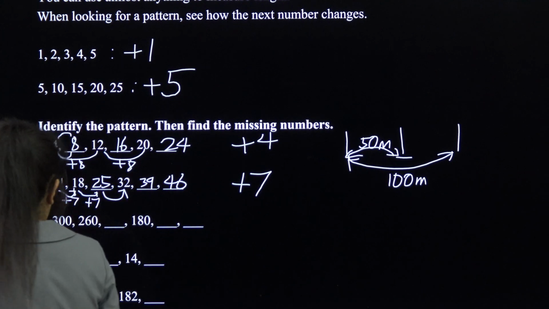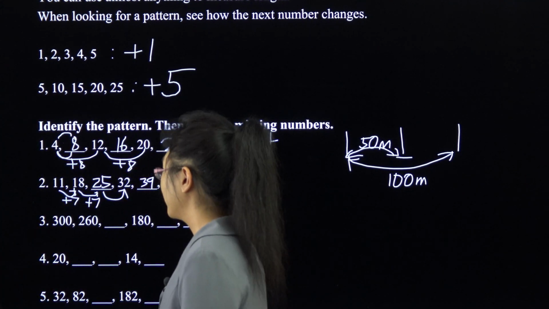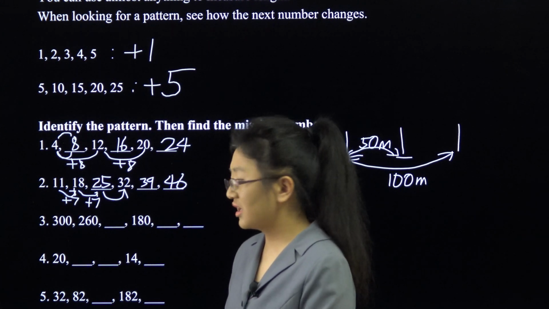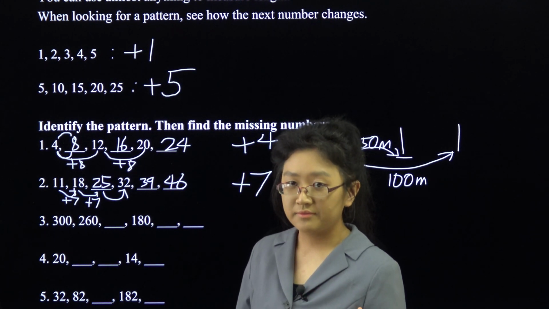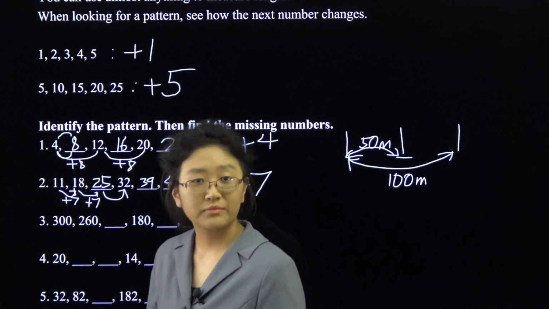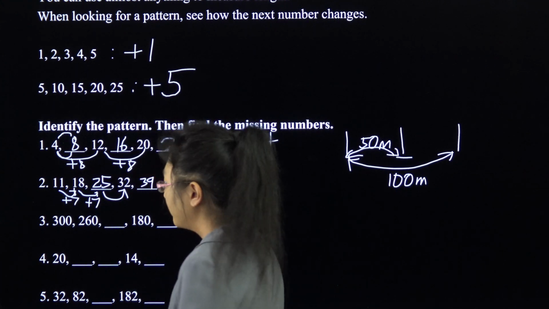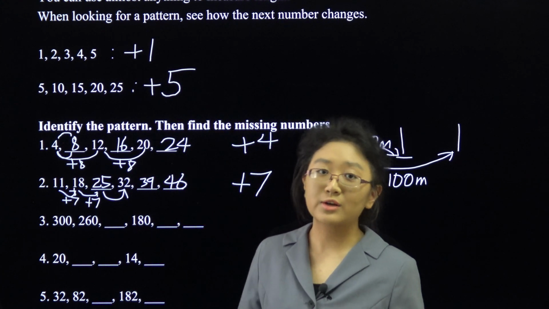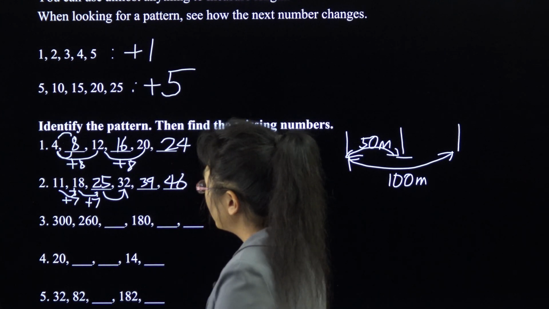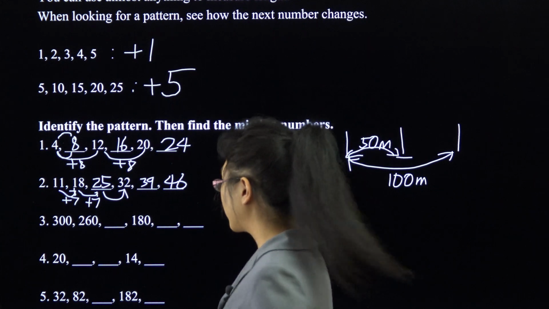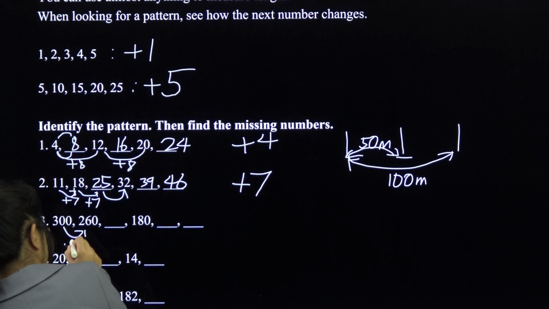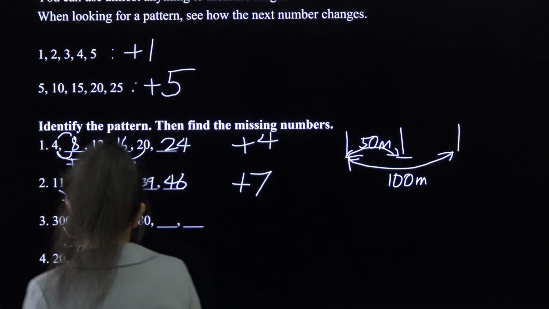Moving on to the third question. 300 to 260. Okay, then. It seems that this is a subtraction type of relationship or pattern. So 300, subtract what equals 260? 300 subtract 40 equals 260. So our rule so far is minus 40.